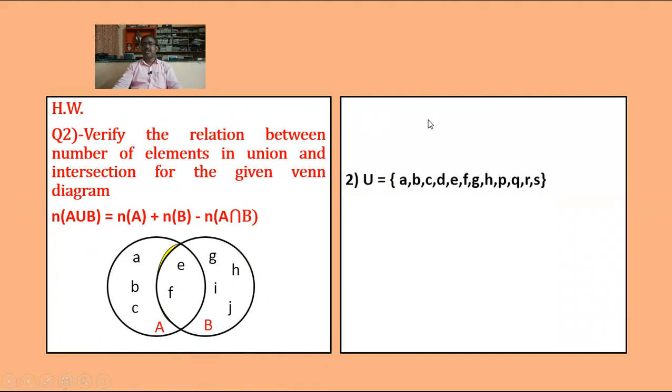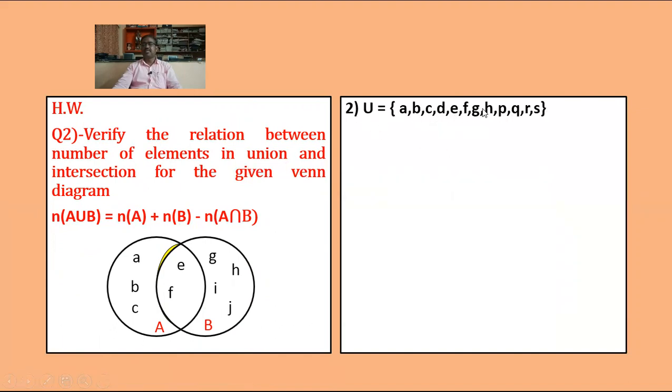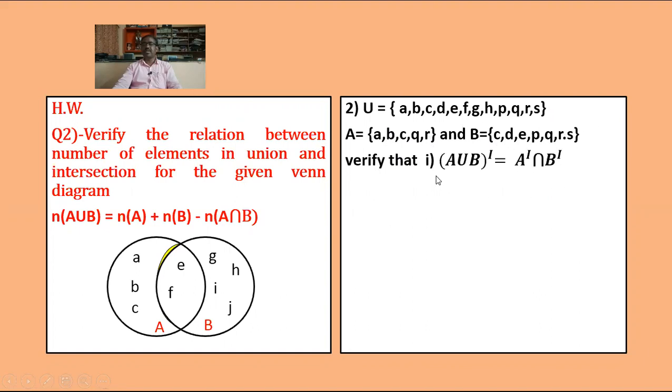Second, U is equal to A, B, C, D, E, F, G, H, P, Q, R, S. Set A and set B are given sets. Set A is equal to A, B, C, Q, R and set B contains elements C, D, E, P, Q, R, S. Verify that first, (A union B) complement is equal to A complement intersection B complement. And number 2, (A intersection B) complement is equal to A complement union B complement.